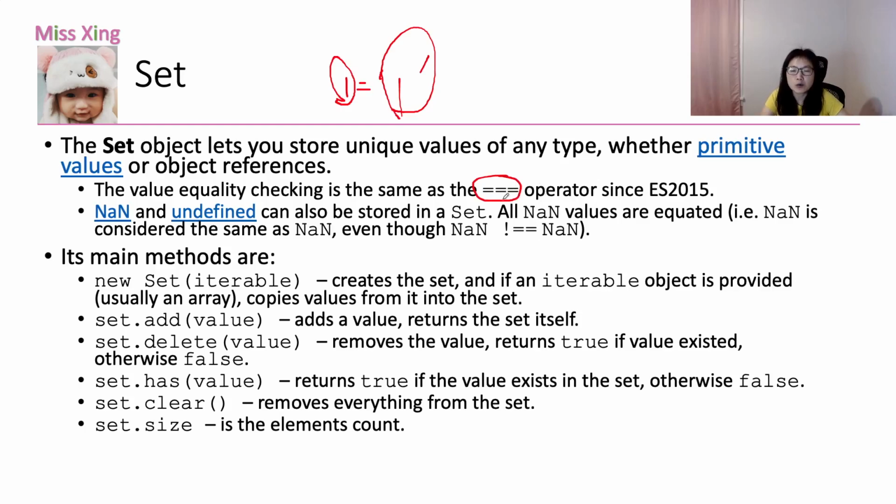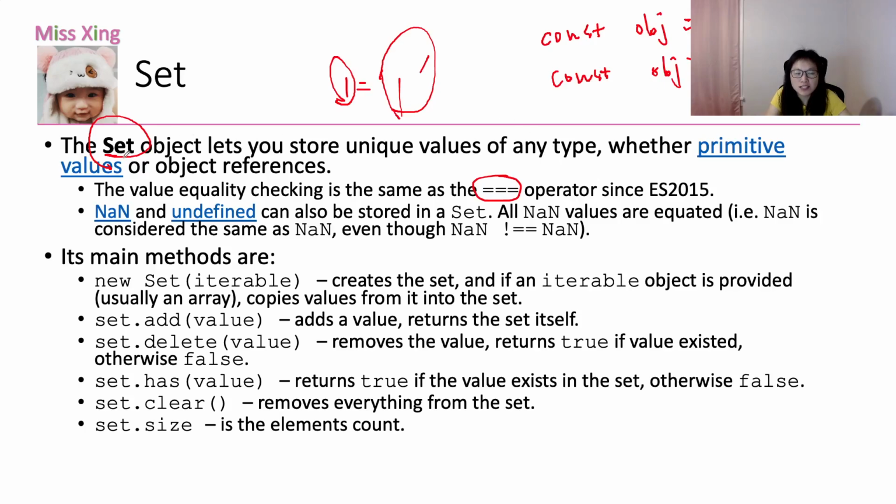Otherwise, if you create two objects this way, like const obj1 equals x: 1, and then const obj2 equals x: 1, they will be considered two different objects, because this object is in the heap and has one address, and the other one has another address. So the equal sign will consider it false. So if we put them in the set, it will have two copies, one is obj1, one is obj2. Okay, I will show demos later.